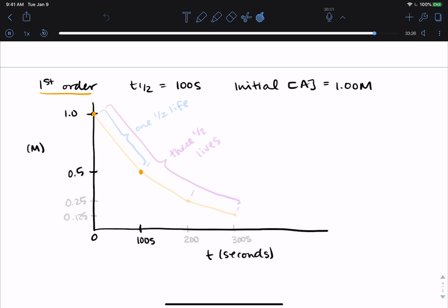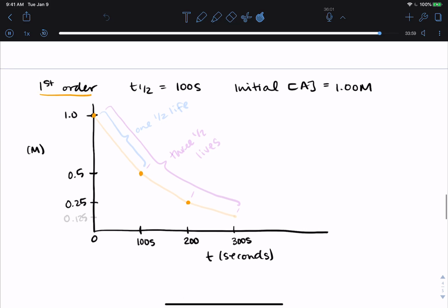So another 100 seconds later, I am at half of 0.5, so I'm at 0.25 molar. So exactly 200 seconds, 0.25 molar. And I could go out another 100 seconds, and I would be at exactly half of 0.25. That's not quite right. So it's at 0.125. So 300 seconds, I'm about here, and I can continue out.